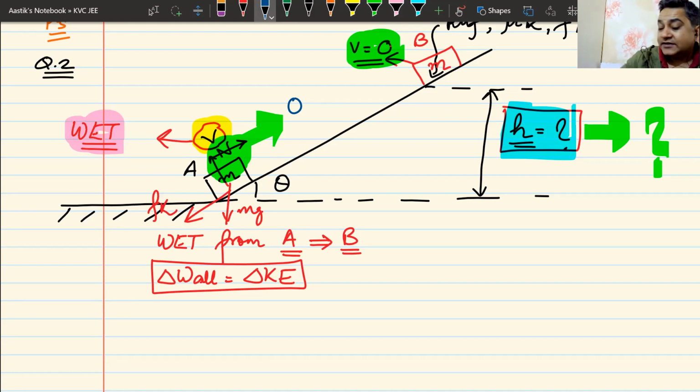Work done by normal reaction is zero. Normal reaction is like this. It's moving like this. The work done is zero. The next force that I'm going to talk about is the weight mg. Now, what is the work done by this weight mg? mg is downwards. It is moving upwards. Height is h. How much is the work done by mg? Can anyone tell me this?